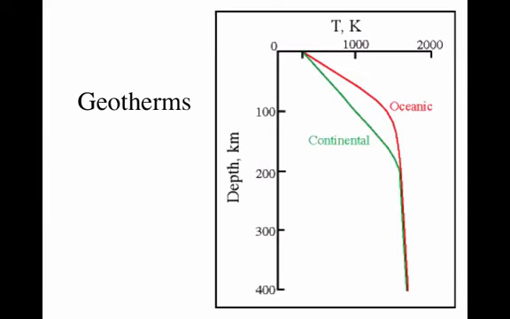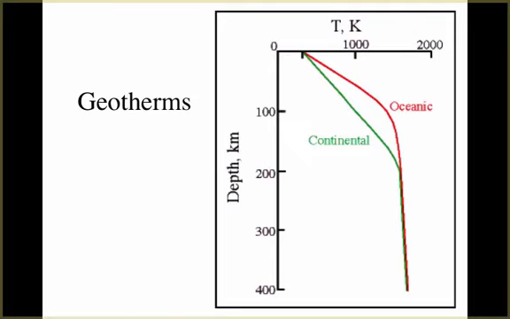If we compare continental and oceanic geotherms, oceanic geotherms and continental geotherms converge at about 200 kilometers depth, so near to the base of the continental lithosphere.